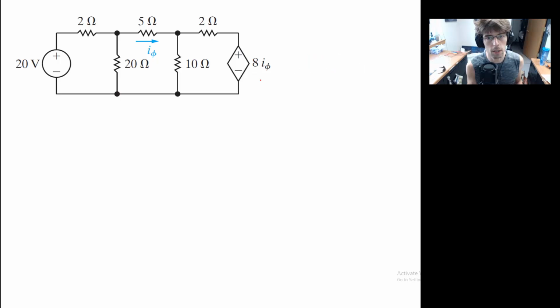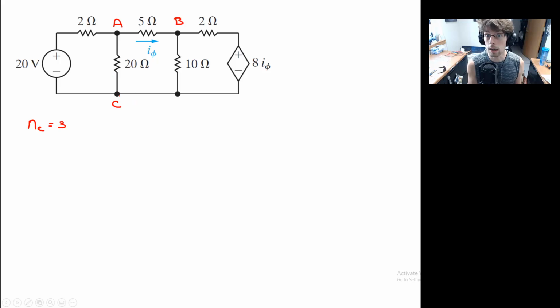The first thing that we need to do is find our essential nodes, places where more than two wires connect. Looking at this circuit, it seems that we have three. I'll label this one essential node A, this one B as in boy, and this one down here, highlighting this whole branch, we'll call C. So we have three essential nodes.